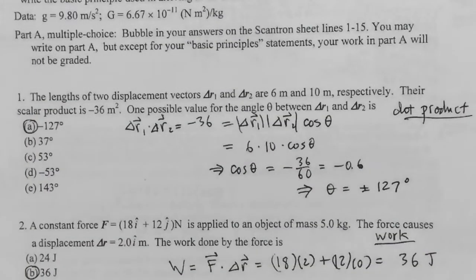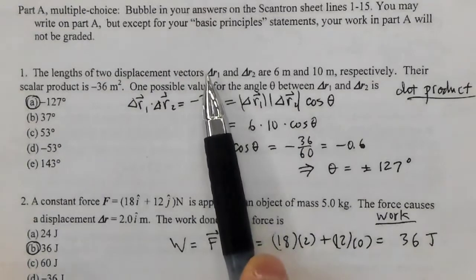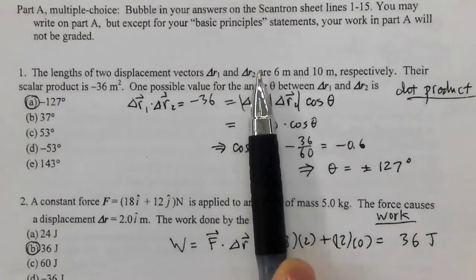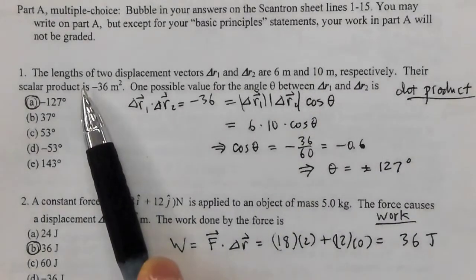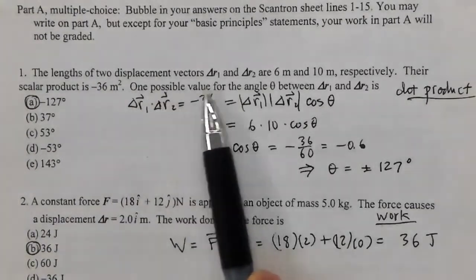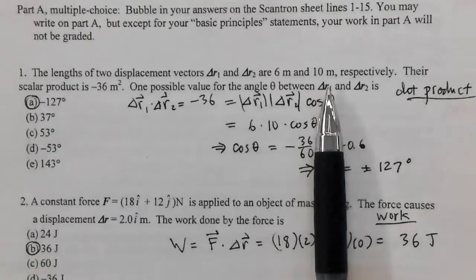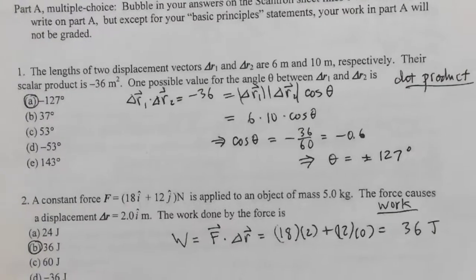Okay, let's start from the beginning. This is 2h. The lengths of two displacement vectors, delta r1 and delta r2, are 6 meters and 10 meters respectively. You're told that their scalar product is negative 36 meters squared. They want to know the angle between the vectors delta r1 and delta r2. And they're being kind of cute about it. They're saying one possible angle because you could have several angles.